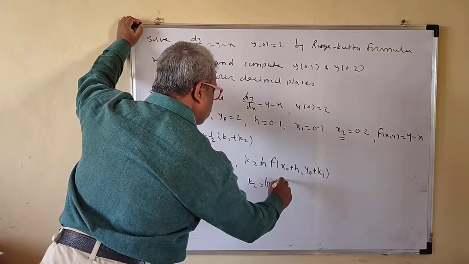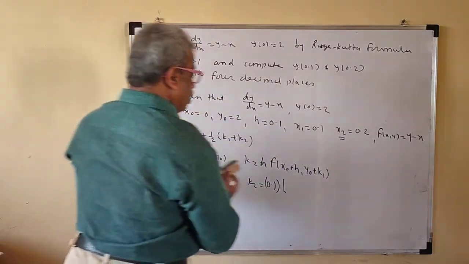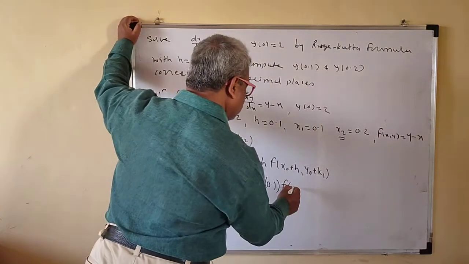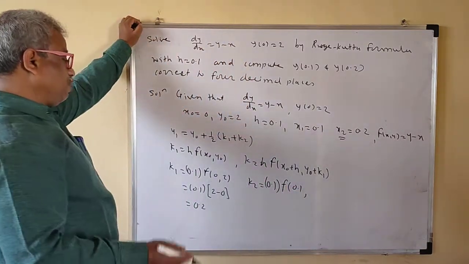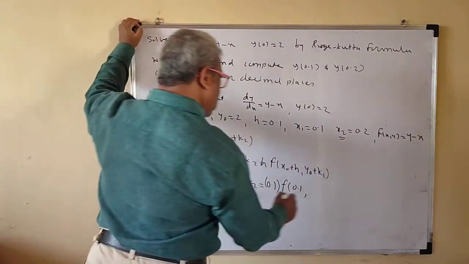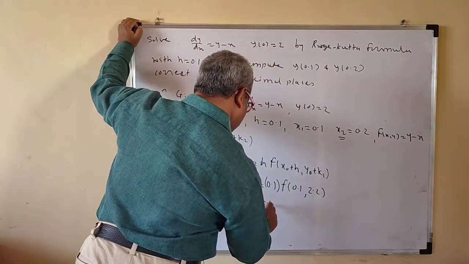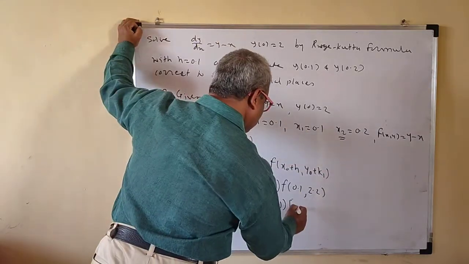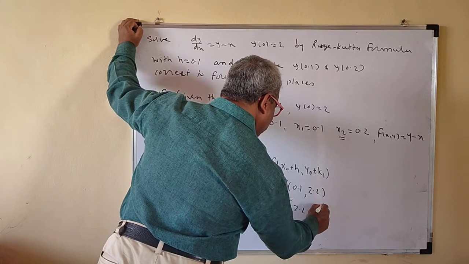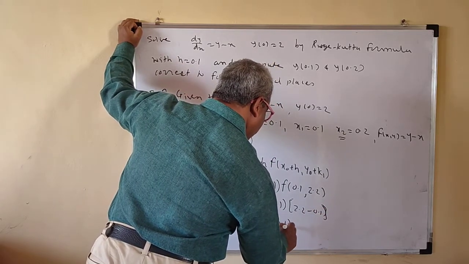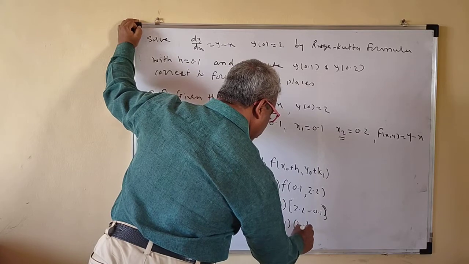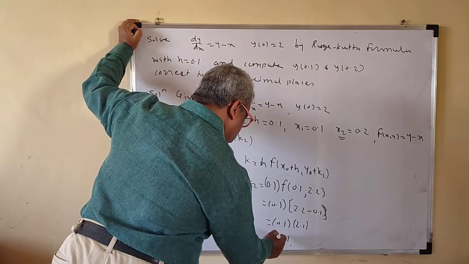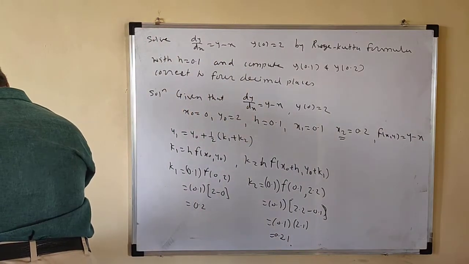So k2 is 0.1 times f of (x naught plus h, y naught plus k1). Your x naught is 0 and your h is 0.1, so x naught plus h is 0.1. y naught plus k1 is 2.2. So 0.1 into (y minus x), that is 2.2 minus 0.1. So this is 0.1 into 2.1, which is 0.21. Your k2 is 0.21.